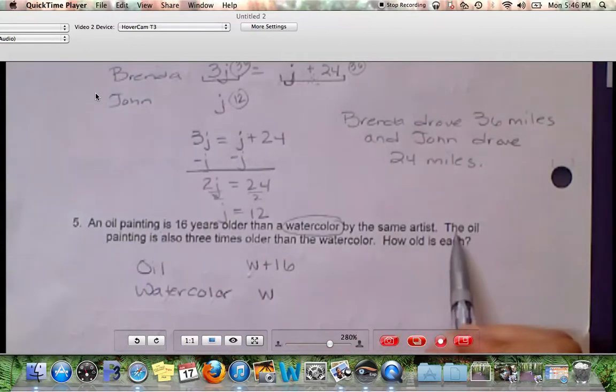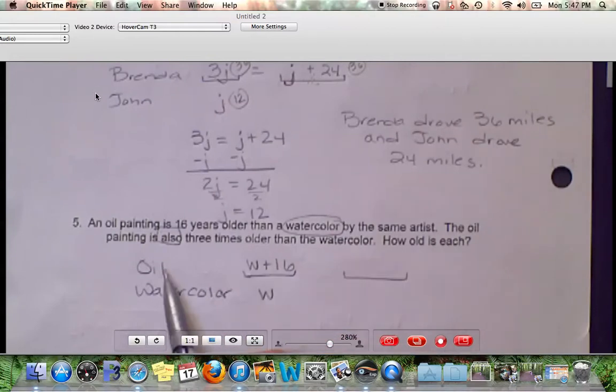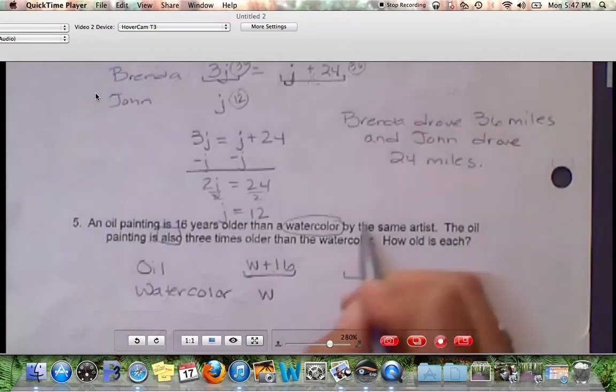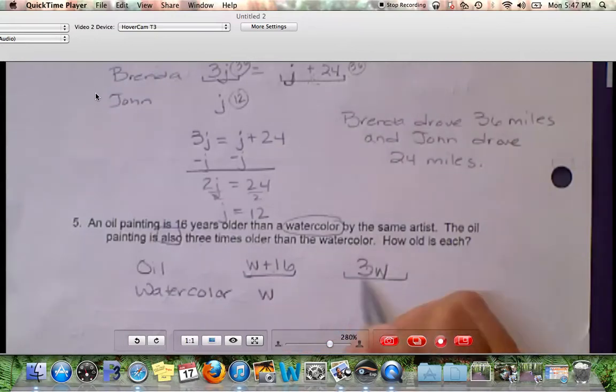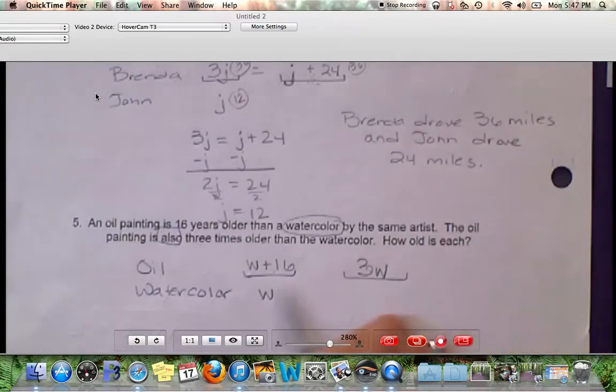No problem. Now, the oil painting is also. So for the oil painting, we're going to have two statements. The first sentence and the second sentence. 3 times older than the watercolor. So if the watercolor is W and it's 3 times older, you do 3 times W. Once you have your two statements set up, then in an also problem, remember, you set these two statements equal to each other. W plus 16 equals 3W, and you solve.